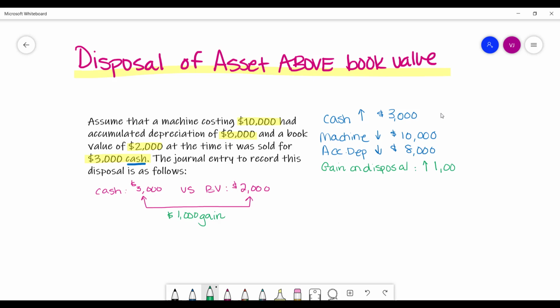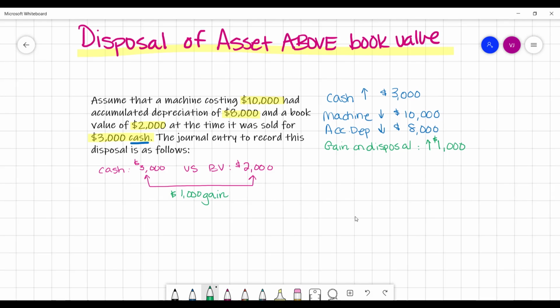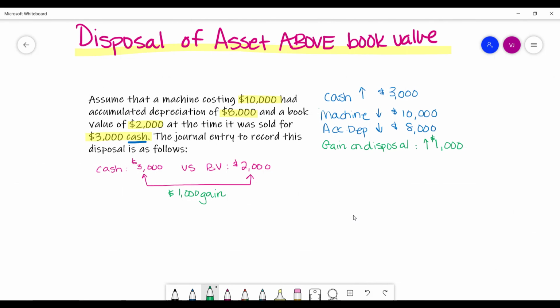of $1,000. So there are a couple of things that we need to record here now. Not only the increase to cash, but the decrease to these two asset accounts, removing them, and then recording that gain. So we know we're getting cash, and we're going to debit cash here for the $3,000 received. Now, the machine, we know this is a debit, but when we remove the machine, it's an asset account, we're going to remove it with a credit. Accumulated depreciation, remember this is a contra asset account, so it has an $8,000 credit balance, so to remove it we'll have to debit this account.